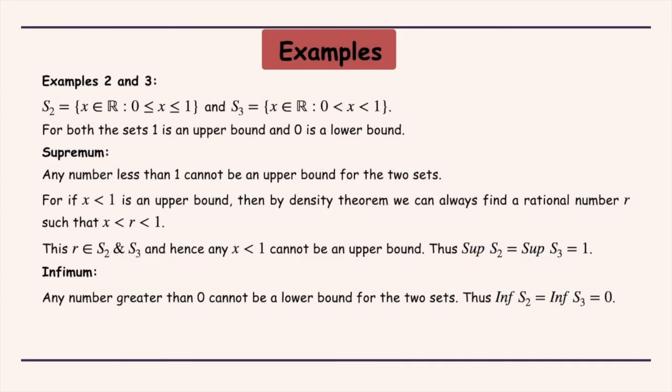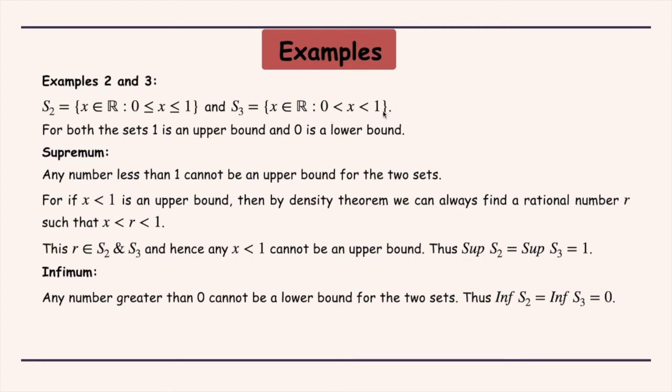Okay, so next we are going to consider these two sets together, S2 and S3, and we take them together because they have similar elements, and we are going to find out whether they have a supremum or an infimum and what they are if they exist. So the first set which I am taking here, S2, contains all real numbers between 0 and 1 including 0 and 1, and the second set S3 contains all the real numbers strictly between 0 and 1.